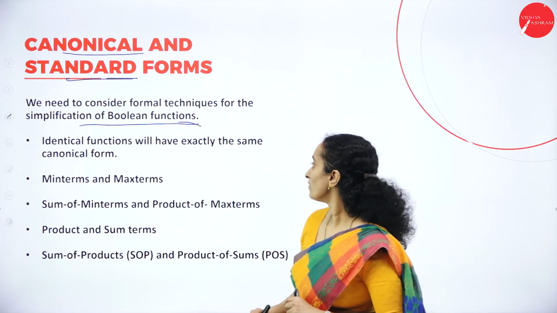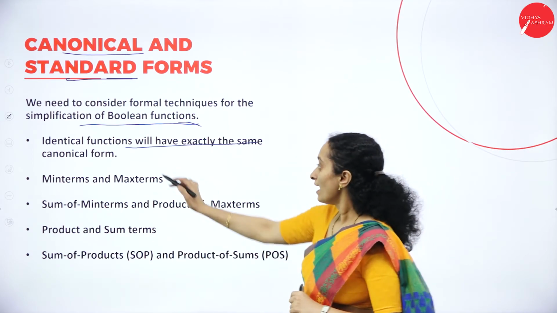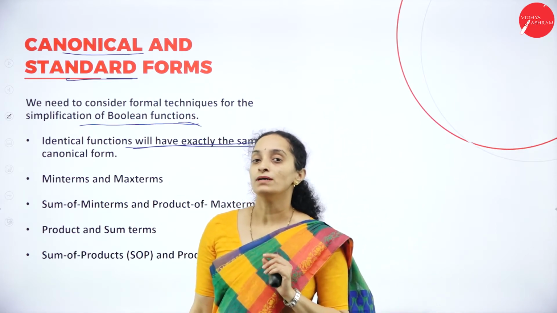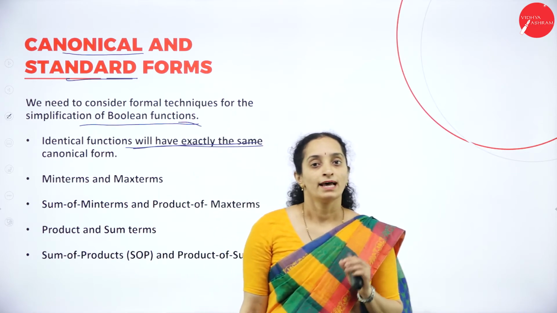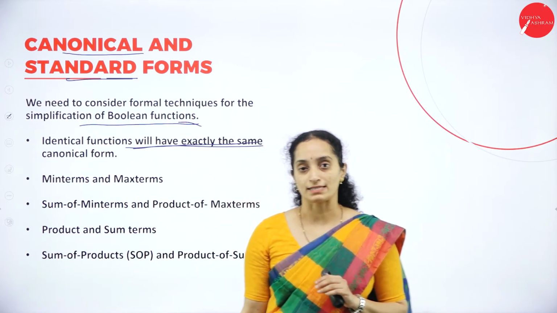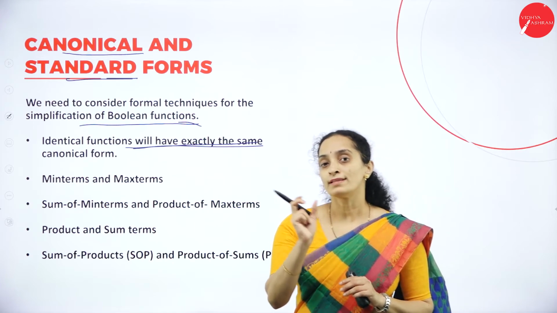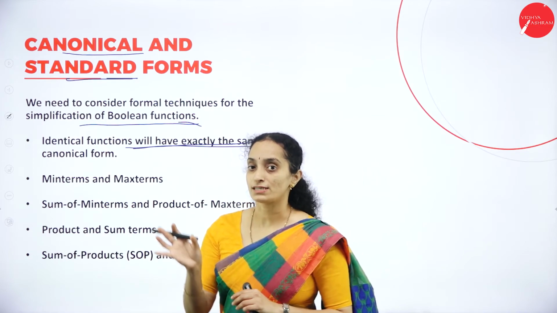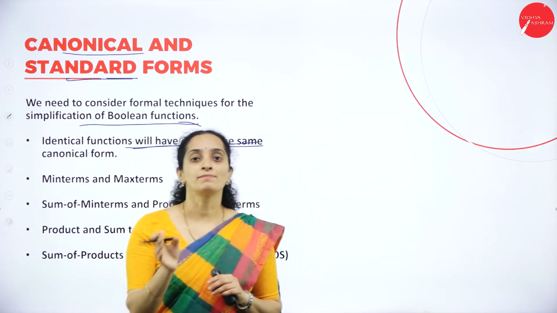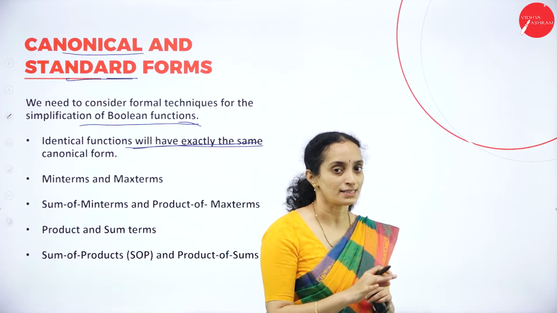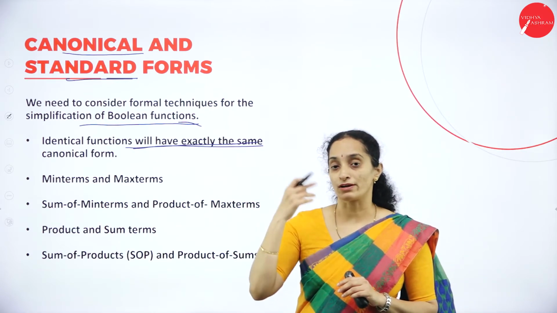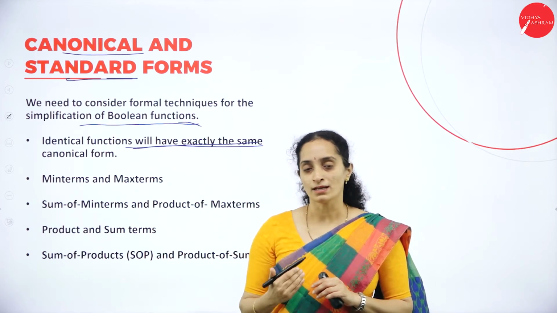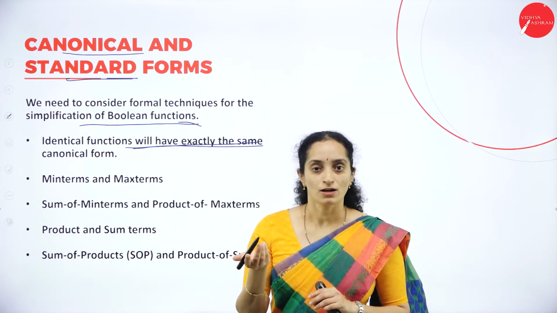What are these? The condition here is that identical functions will have exactly the same canonical form. So canonical form means a form of algebraic functions which contains all the basic variables. Like if you are using x, y, z, the function must contain all the variables x, y, z. That is, you cannot miss a z or you cannot miss a y. In an expression, you need to have all the three variables, maybe in normal form or maybe in complement form.